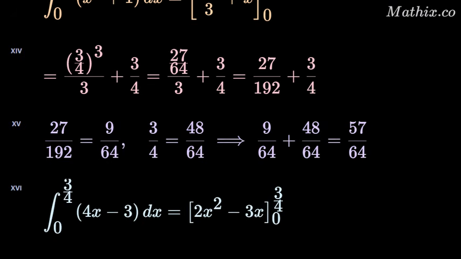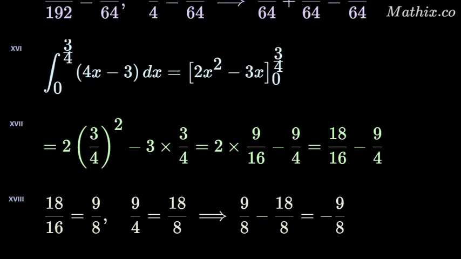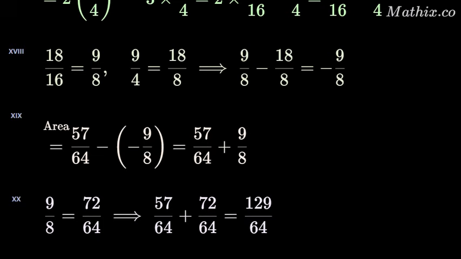The integral of 4x minus 3 from 0 to 3/4 is the antiderivative 2x squared minus 3x evaluated at these limits. Substituting, this equals 2 times (3/4) squared minus 3 times 3/4, which is 2 times 9/16 minus 9/4. Simplifying, 2 times 9/16 is 18/16, and 9/4 is 18/8, so the difference is 18/16 minus 18/8. Converting to a common denominator, 18/16 is 9/8, so 9/8 minus 18/8 equals negative 9/8.